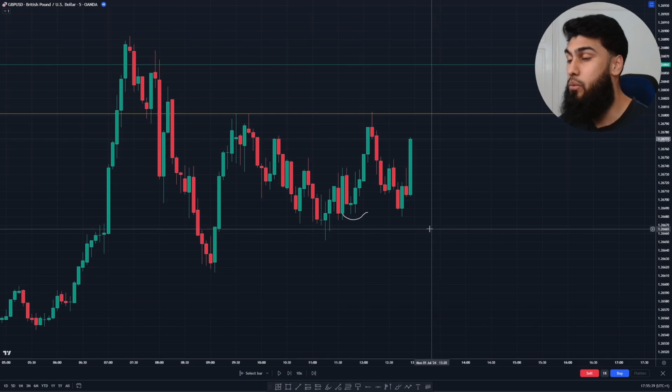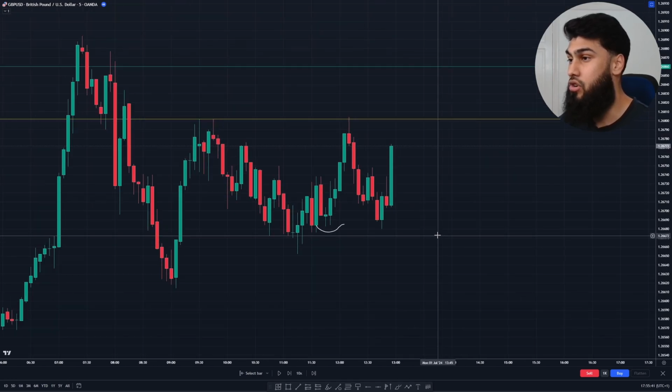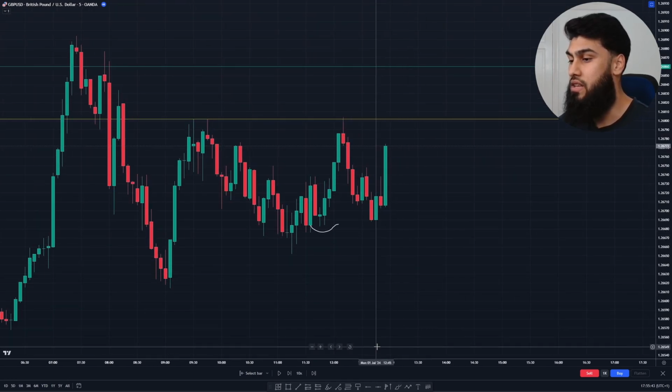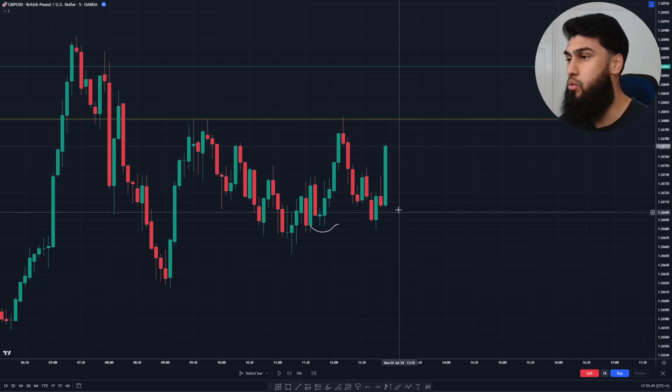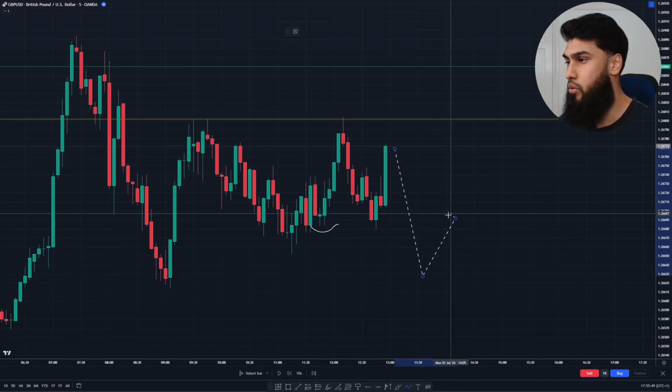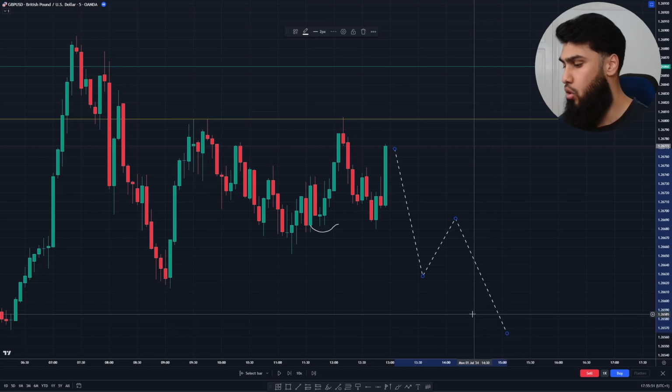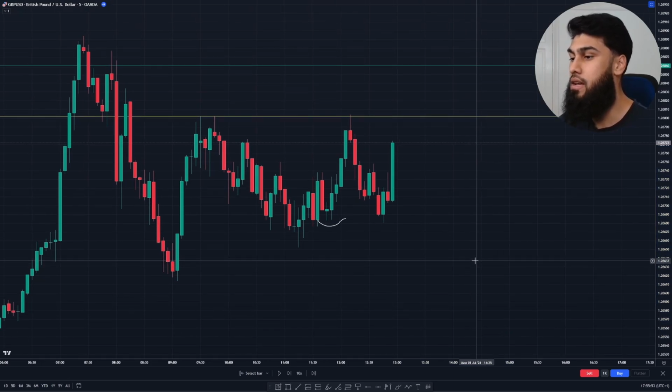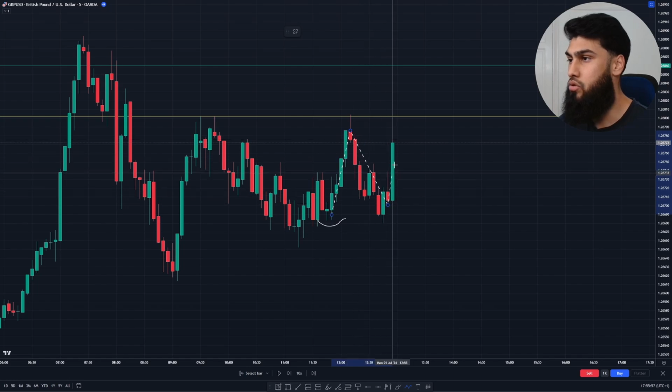Now that's not in line with our higher time frame structure, so we now need to wait for a shift in trend. Now we can either wait for a break and retest, which will be something like this, before we can look to sell further down, or what I like to do to get in early is look for a double top, which shows us the fact that price is failing to create that higher high.